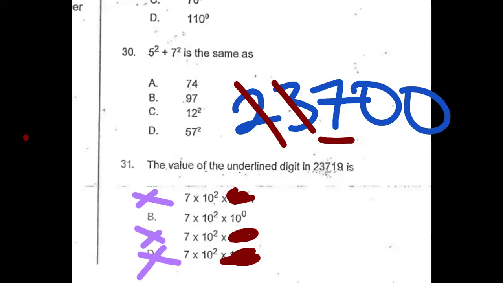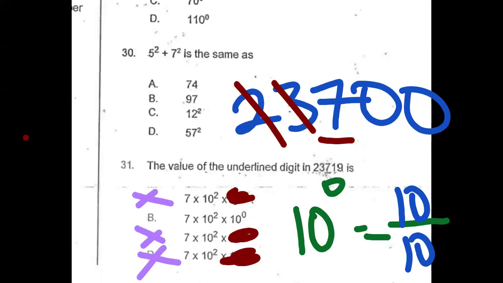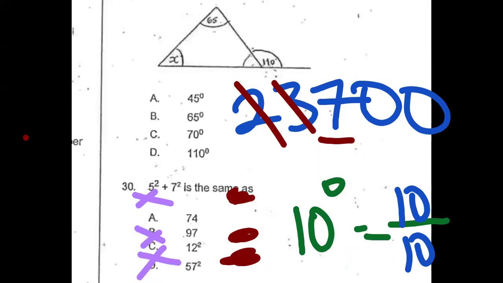When you raise a number to the zero, 10 raised to the zero is the same as 10 divided by 10. 10 divided by 10 is 1. So 1 times that, yeah. So the answer is B. All right? Answer is B. So we're done with 31 now. Done with that.